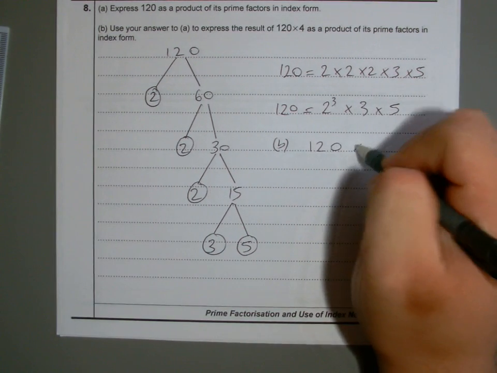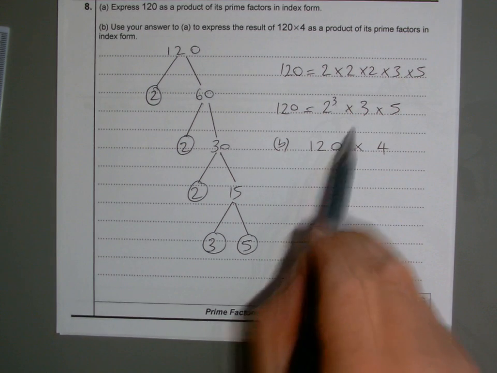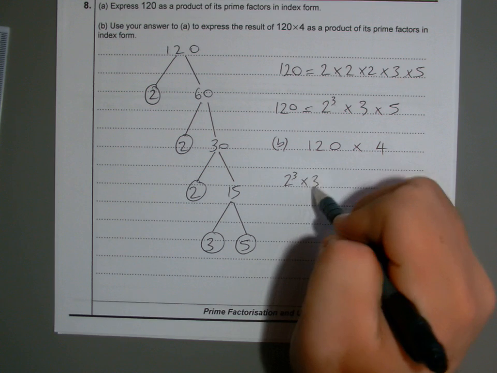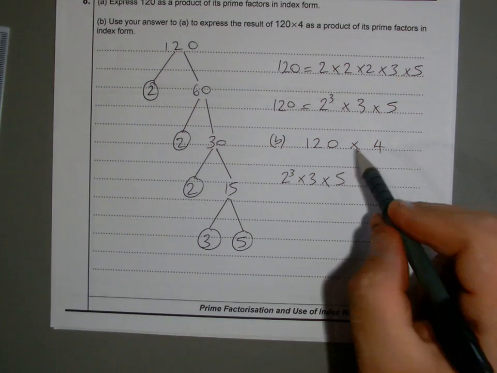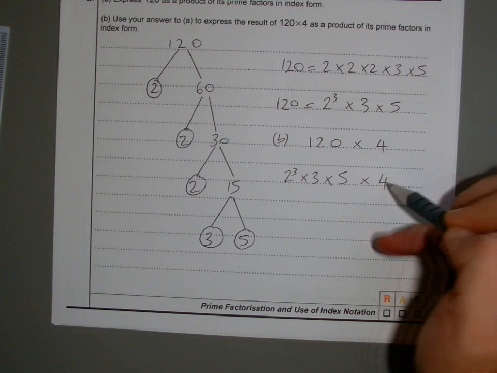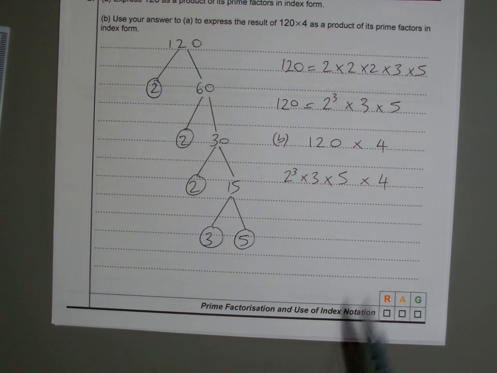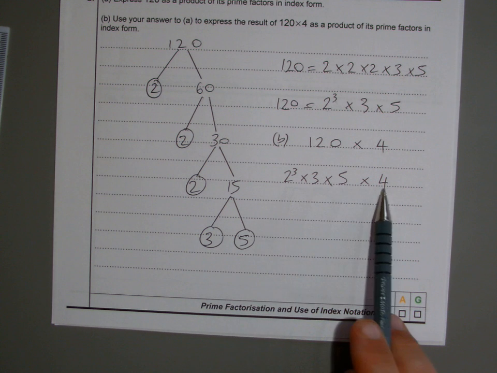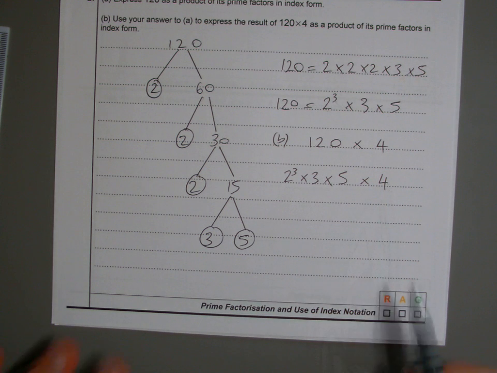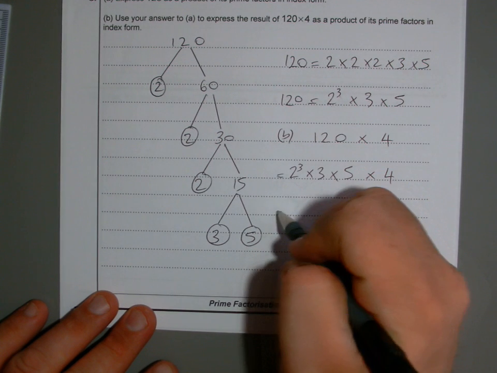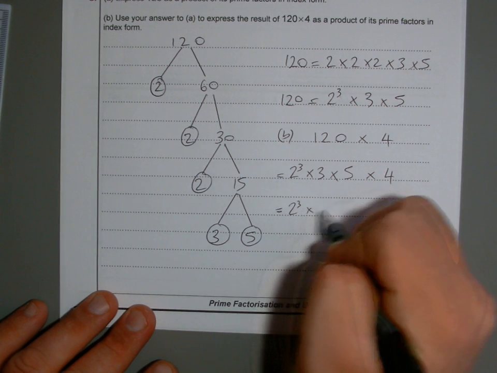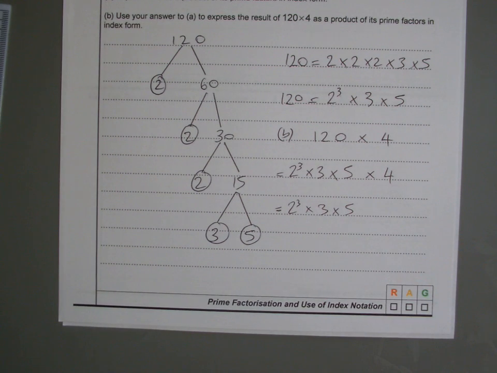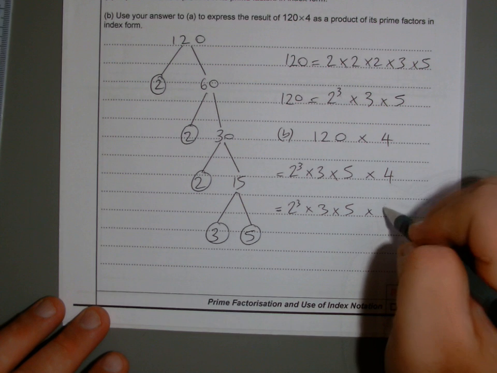And if you think about it, well, the answer from A I had here, so I'll write that for 120, and then we've got to times it by 4. Now, we've got to put it as a product of prime factors in index form. Now, 4 isn't prime. However, I can write 4 as a product of prime factors in its own right. 4 is just 2 squared, isn't it? 2 times 2 gives me 4.